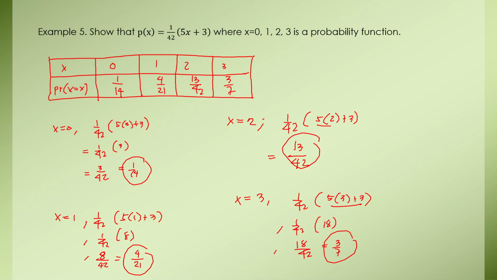So the first characteristic is that the probability is between 0 to 1, check for the first characteristic. And the second characteristic is that it should sum up to 1. If we're going to add all the probabilities, it met the requirement because it is equal to 1. So therefore, this one is a probability function, because it met the two characteristics.